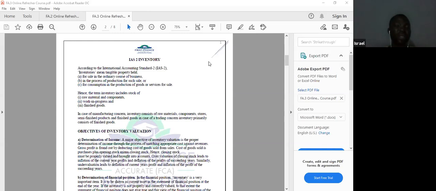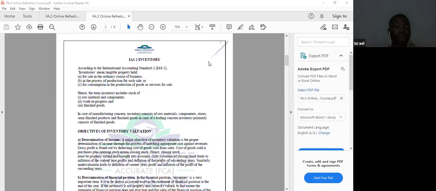Any item that falls within these three can be regarded as inventory. If it is held for sale in the ordinary course of their business, or in the process of production for such sales. If you are producing, converting from raw material to finished goods, and in the process you are consuming items, those items are also regarded as inventory. Or for consumption in the production of goods and services for sale. We will now have the finished goods, and you are now selling them, because that's what we call inventory.